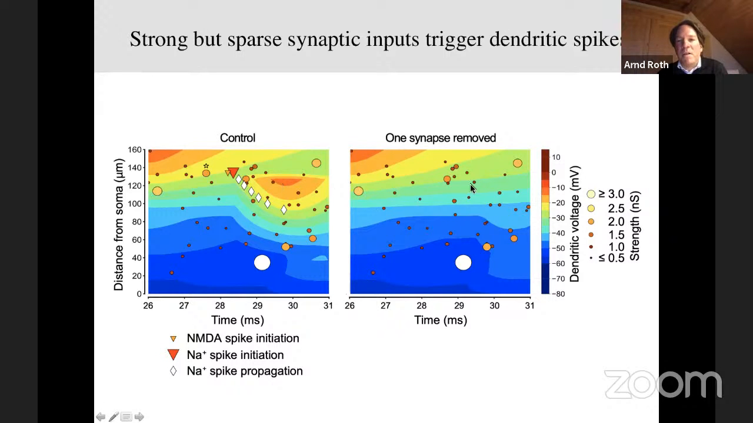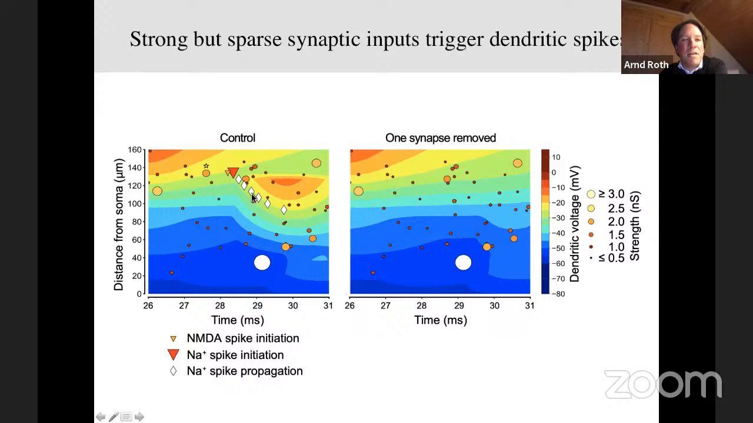And so red means it's going to -10 or maybe -15 millivolts. What we see here is that the detectors for the NMDA spike in orange and the sodium spike in red have flagged the spike happened here. And these little white symbols indicate successive detection in the same branch at later times. So the initiation really happened where the triangles are.